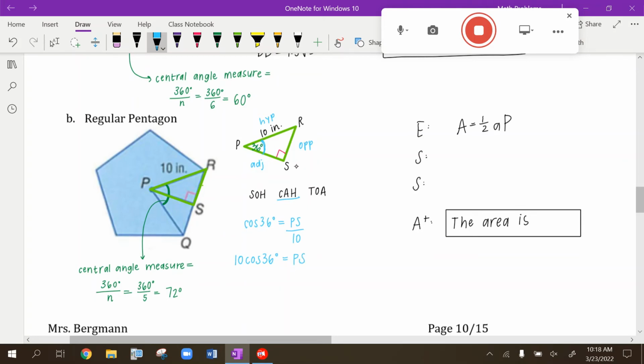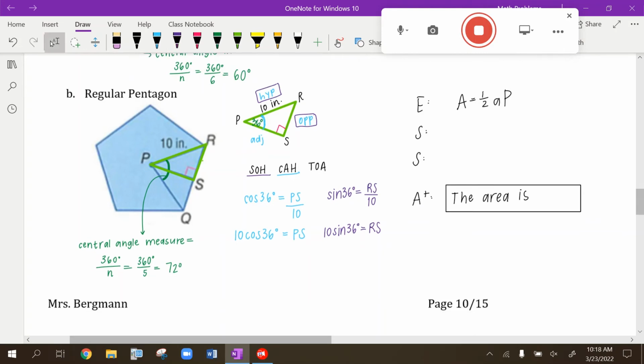Next, I said I also need to find SR. In order to find SR, I'm looking at the opposite and the hypotenuse. So opposite hypotenuse, I know I should use sine. So I'll do sine of 36 degrees equals the opposite, so RS over the hypotenuse, which I know is 10. Again, same as before, multiply both sides by 10 to get RS alone.